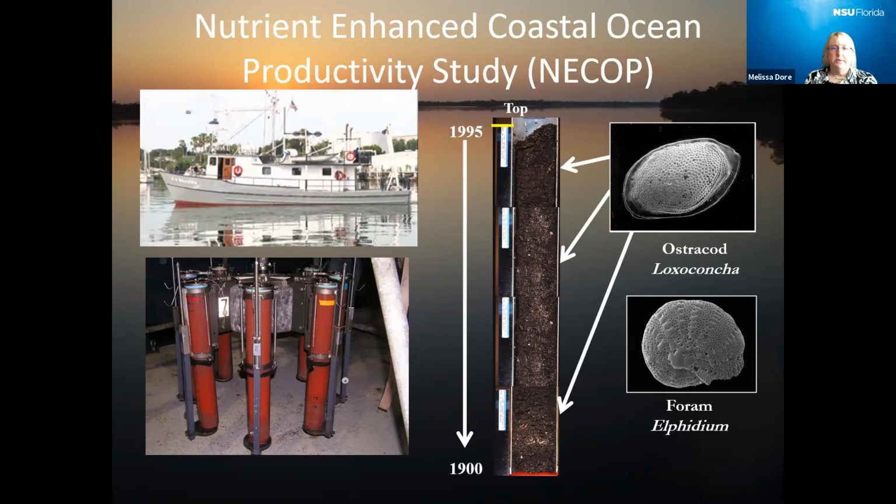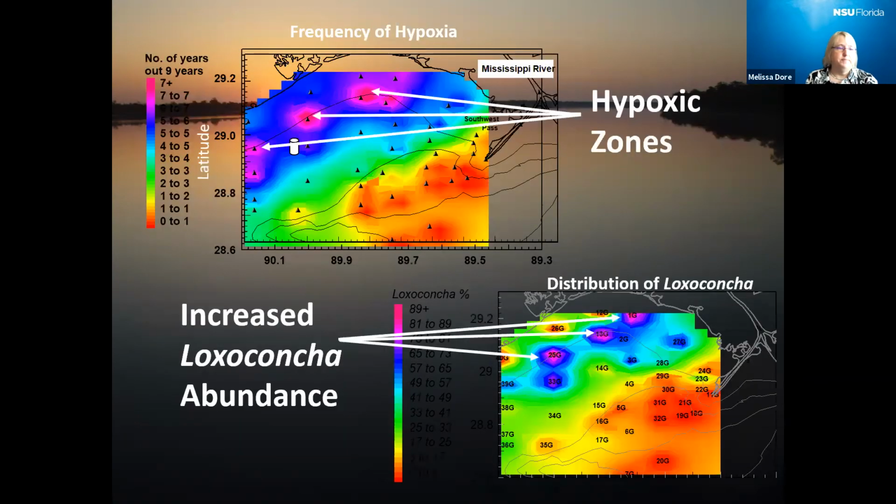So why the heck were we doing this? Other than having fun on the back of a boat, putting things over the water, pulling up mud, and looking at it on microscopes and electron microscopes once we got back into the lab, what we did was look at the abundance, especially of the Loxoconcha. Loxoconcha is a really interesting ostracod because of what are called hypoxic or dead zones.